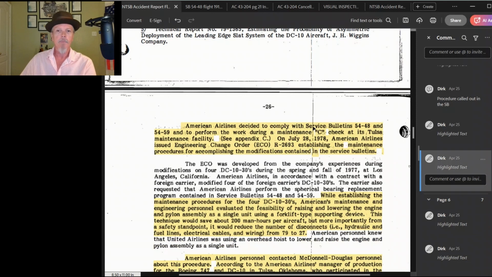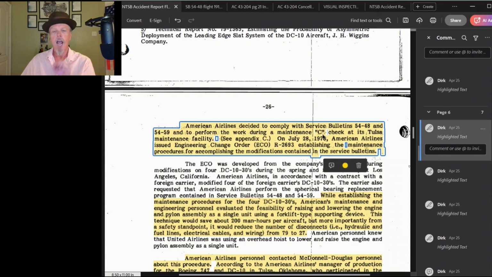American Airlines decided to comply with Service Bulletin 5448 and 5459 and to perform the work during a maintenance C-check. Now, a maintenance C-check is accomplished after so many hours in service. But the C-check usually lasts from 1 week to 4 weeks, depending on the amount of maintenance that is required for that check. So whatever the work package is for that C-check determines how long that C-check is going to last. They were doing the maintenance C-check at its Tulsa Maintenance Base facility.